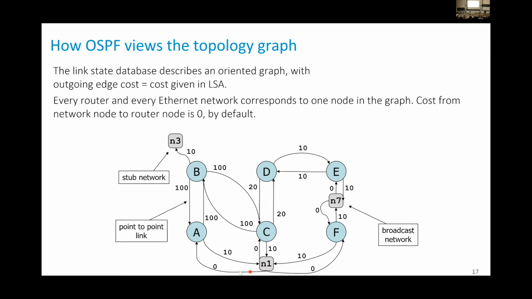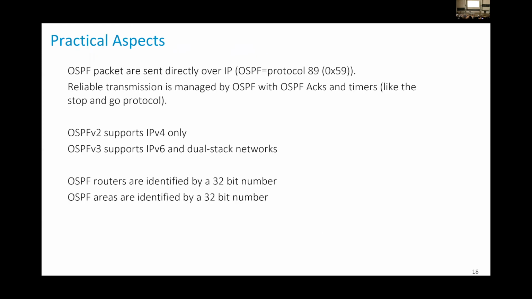So one common rule, which is not mandatory, but the default rule, is that the cost from a network to a router is set to 0. So that's the view that OSPF has in reality of this network. Now we have a standard graph, so we can do graph theoretic stuff. In particular, the next thing we'll do is to compute shortest path.